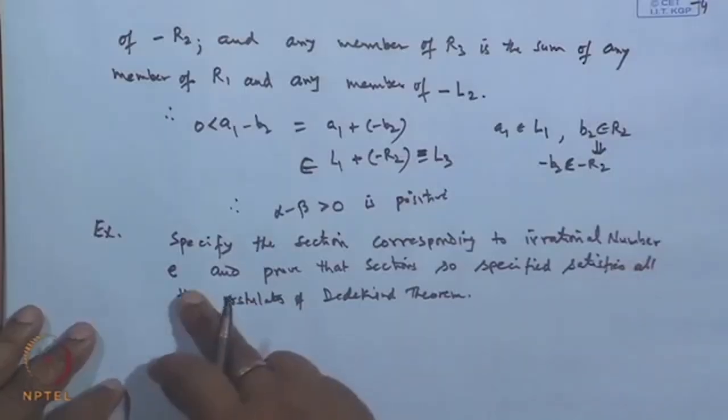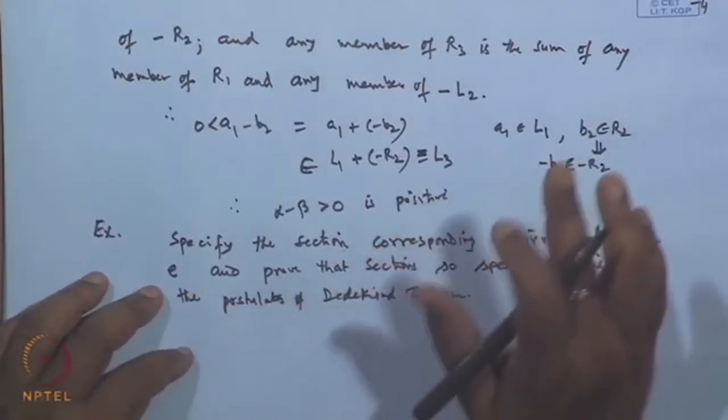Because there are three postulates in Dedekind's theorem, what are they? That we can divide the real number system into two classes, lower and upper, and each class is non-empty. Second, every element in the lower class is less than the elements of the upper class. And third, any rational number belongs to either this class or that class. So these three postulates are there. So corresponding to E, you first define the sections, and then show that the sections satisfy the conditions. Let us see this.